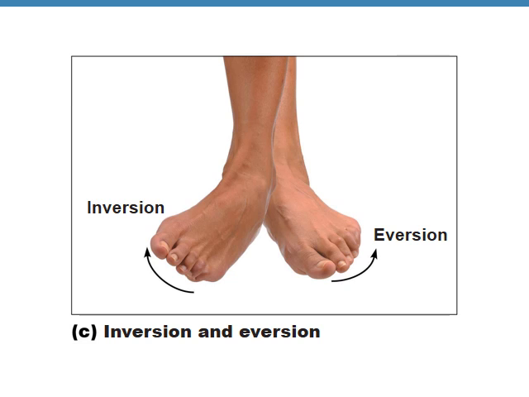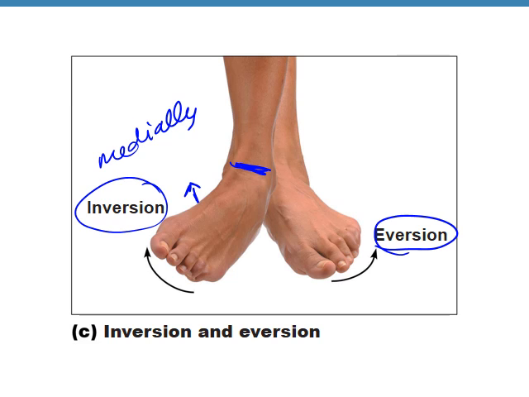Next example of special movement of the foot is inversion. Remember, this is turning medially. So you're looking at the bottom of your foot. You're turning at the tarsal joint here, and you're looking at the underside of the foot. Eversion is if you're looking at the side of your foot, turning it laterally.